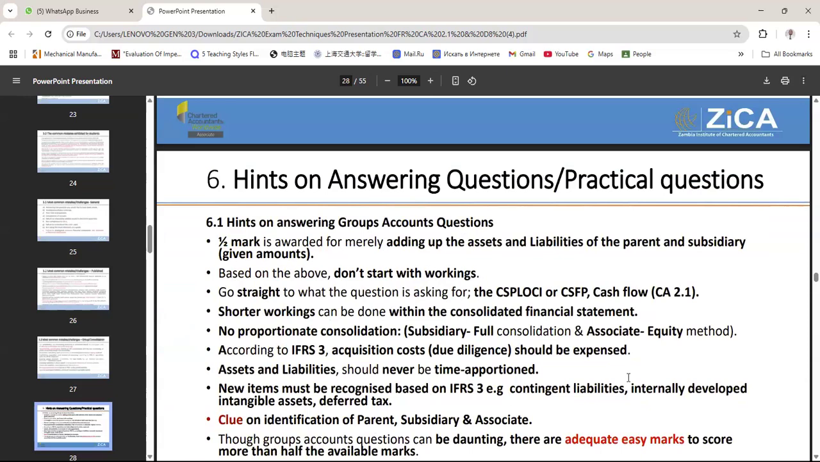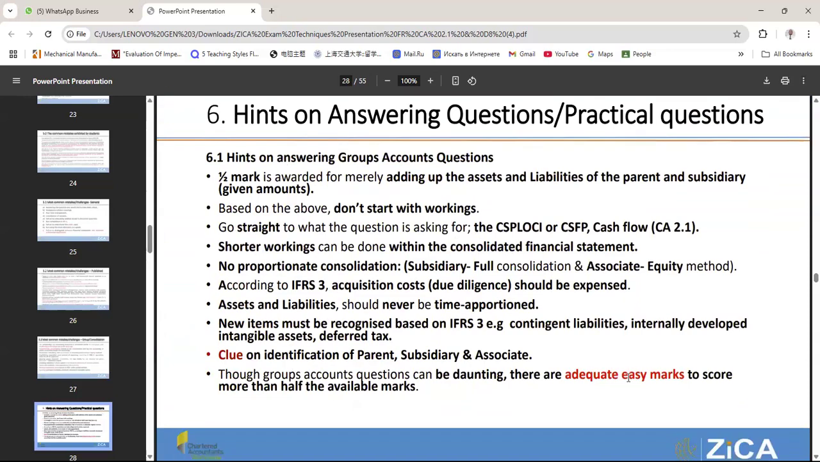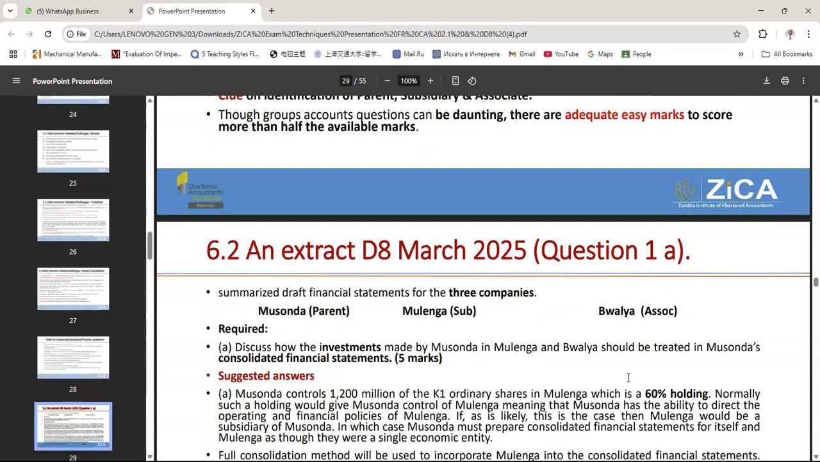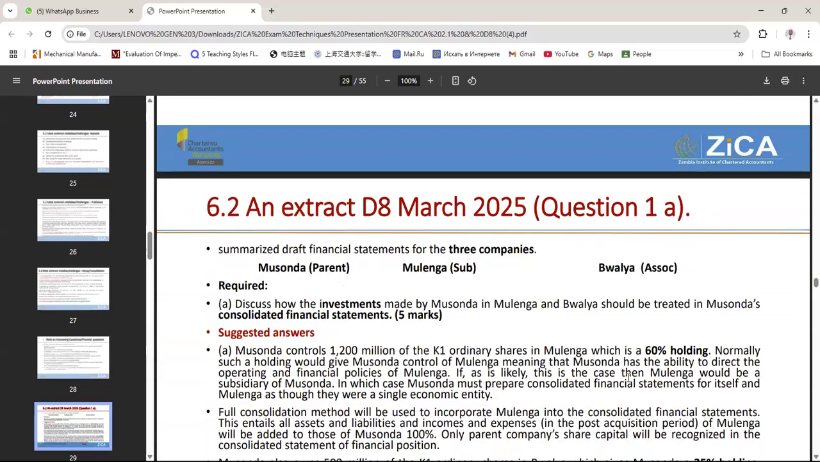Okay, further clarification there. Half mark is awarded by adding asset and liability. So in simple terms, whenever you enter a mark, if it's correct, you'll be given half mark. So what message am I preaching to you? Ensure that you capitalize on the marks.